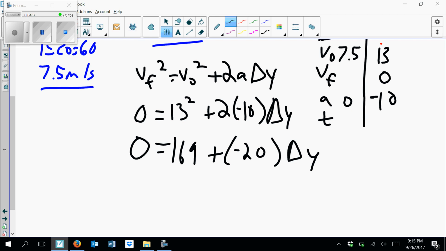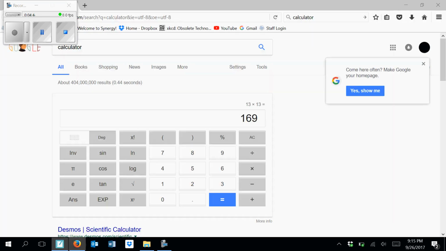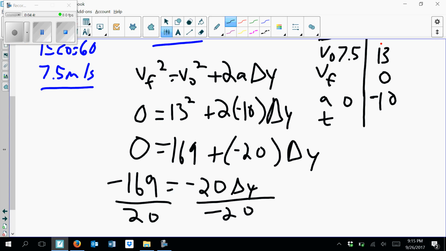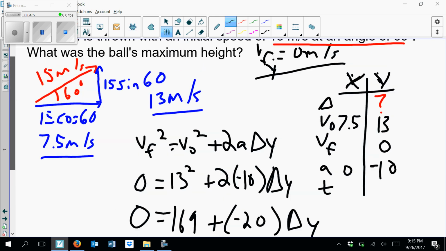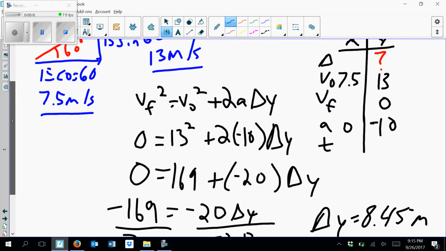Big thing here, do not add that negative 20 to 169. Instead, we're going to subtract 169 from both sides, and then divide by negative 20. If we do that, we get 8.45 meters. There you have it. So 8.45 meters is how high up this object got.